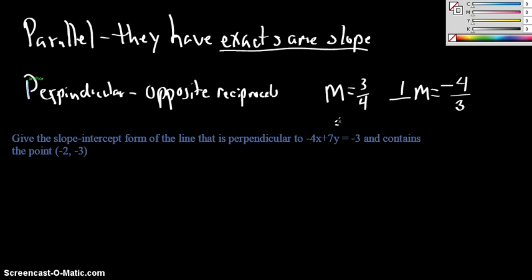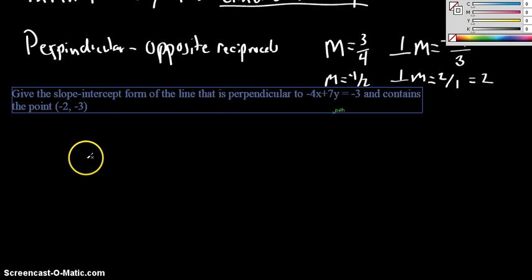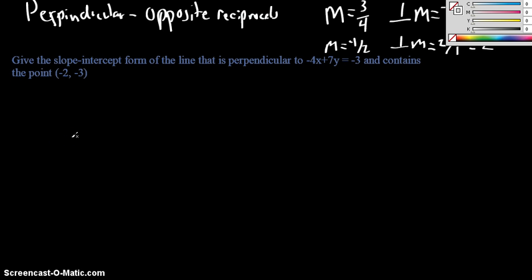Another example would be if I had a slope of m equals -1/2. My perpendicular slope to this one would be the opposite, which would make it positive, and it'd be 2/1, which equals 2. Okay, so that's parallel and perpendicular. Quick review of that. All right, the next thing we want to do then is, this says give the slope-intercept form. So this is telling us what kind of form we want to have our answer in.